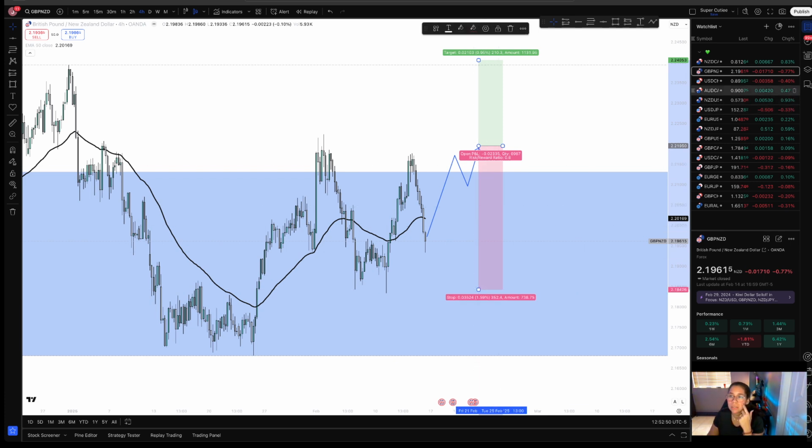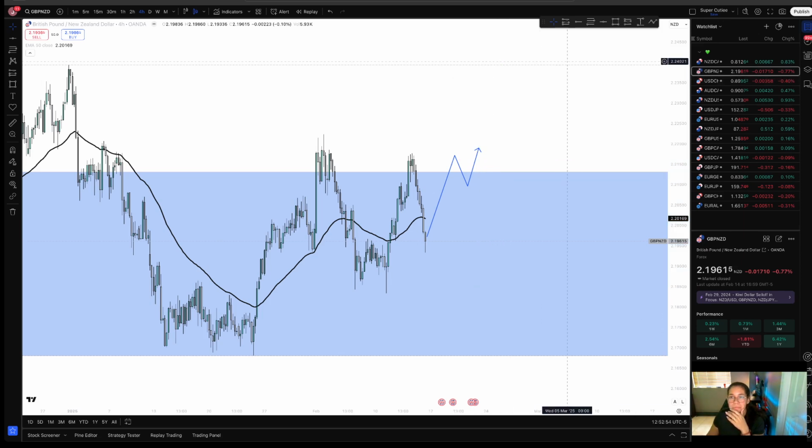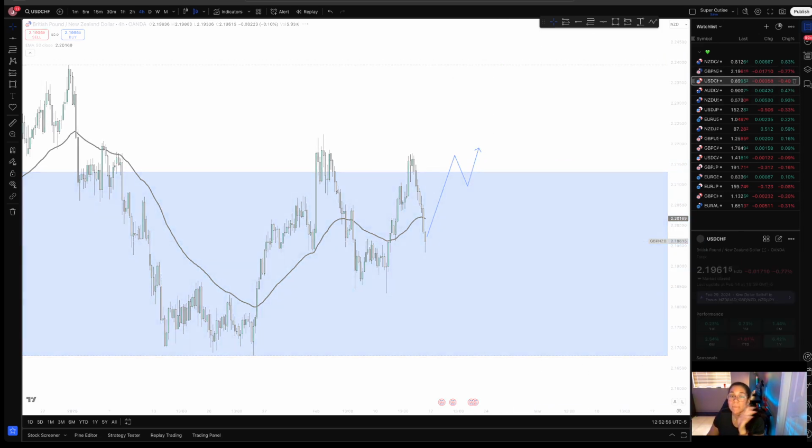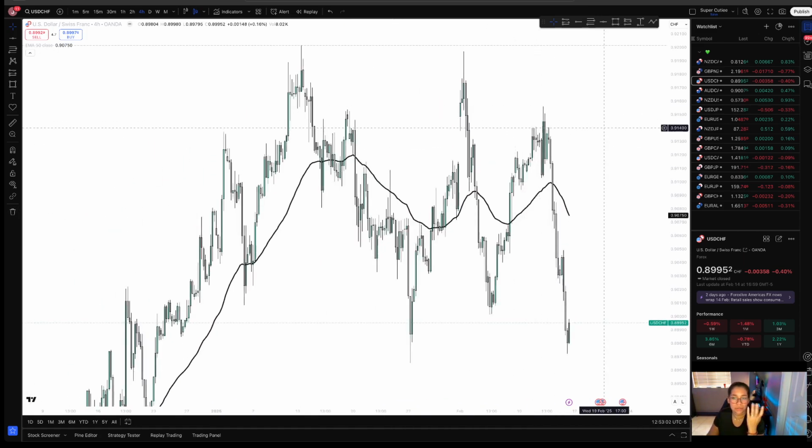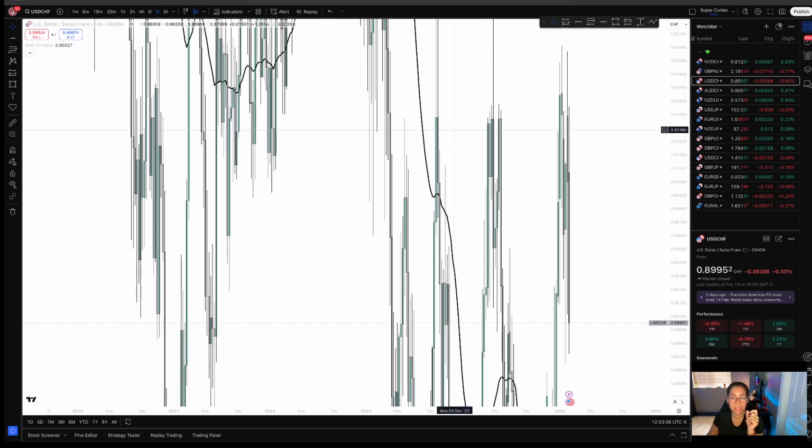So okay, GBP NZD is not something I'm interested in. Okay. Sorry. USD CHF. Let's move on. So you guys, while you're trading, don't get stuck on something. If it just doesn't make sense to you, it doesn't make sense. Right? So let's go up to the weekly.